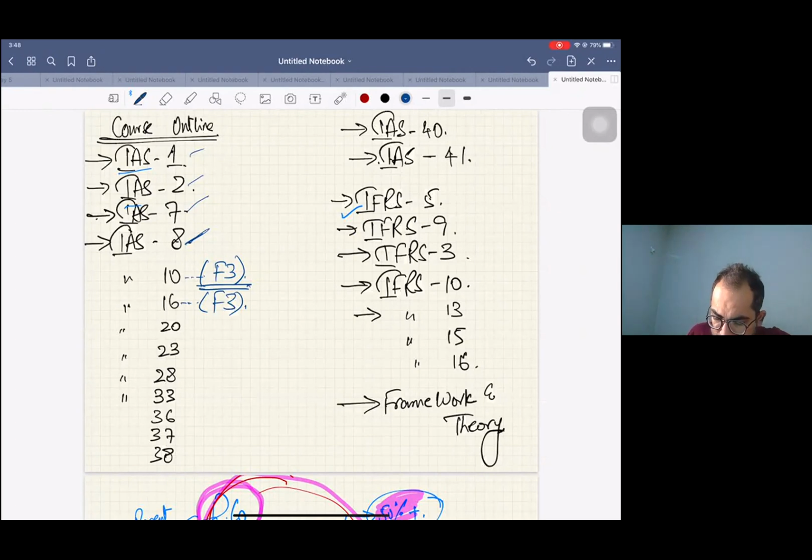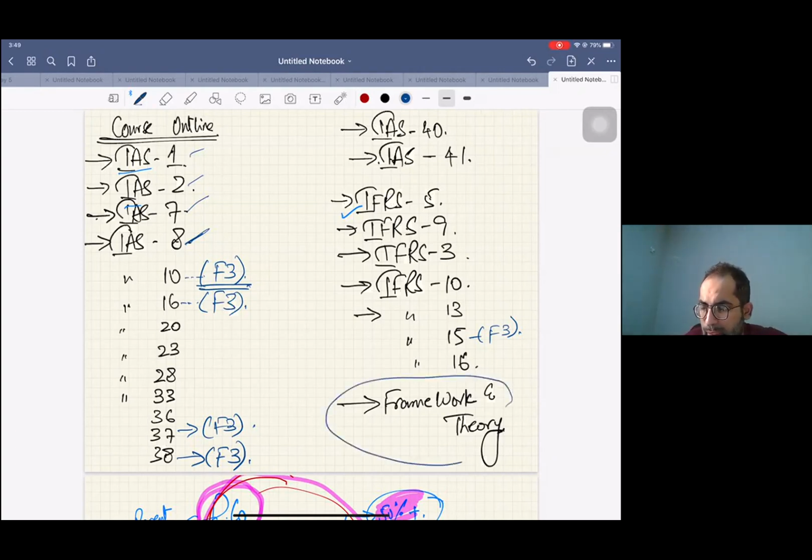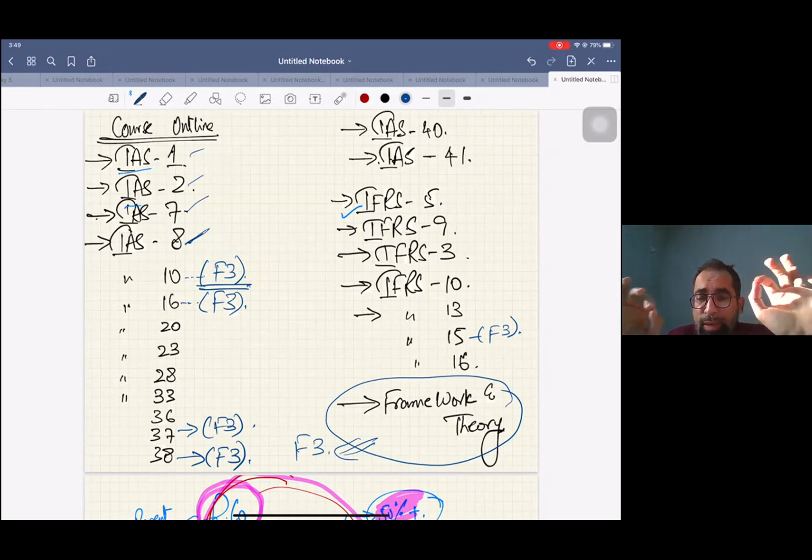Then IAS 37, you have done in F3. IAS 38, and a little bit of IFRS 15 you have done in F3, right? But don't worry, we'll be revising it. Plus this framework theory you also did in F3, but still all these things are part of your course and they are examined on a routine basis, so we cannot take any risk.